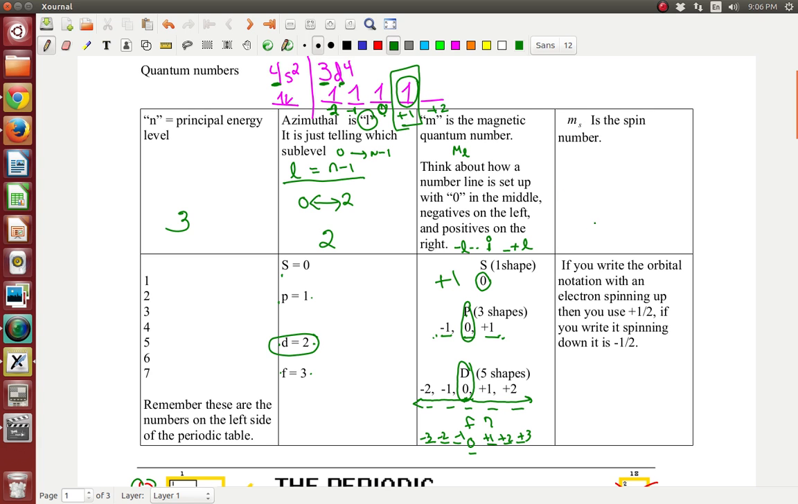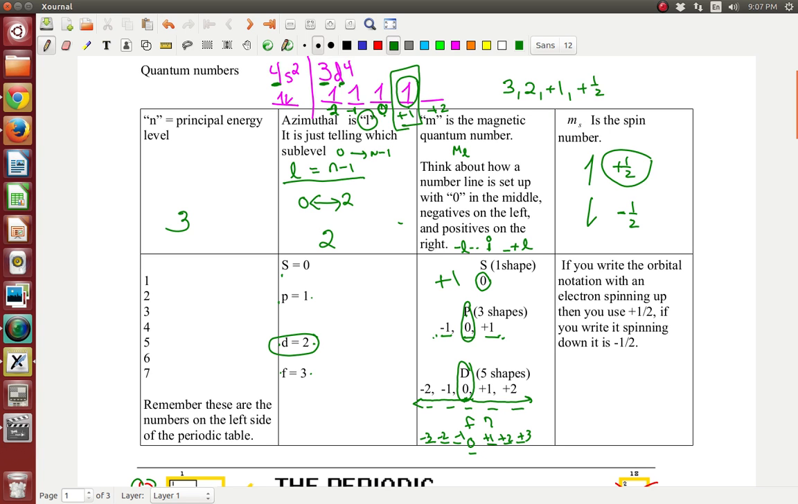And the last one is the spin, and spin is the easiest quantum number. If the electron is spinning up, you give it a +1/2. Don't ask me why, I just know that's what's true. If it's spinning down, you give it a -1/2. So this electron is spinning up, so its last quantum number is a +1/2. So what are the 4 quantum numbers for this electron? It's 3, 2, +1, and +1/2. Okay, that's the 4 quantum numbers for this electron.